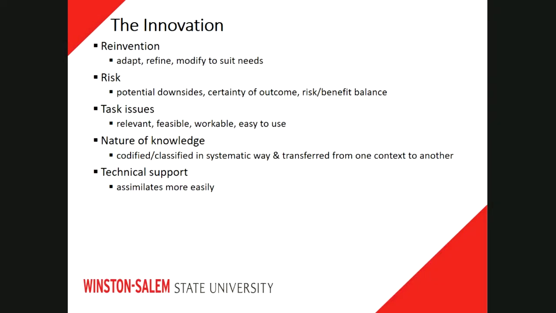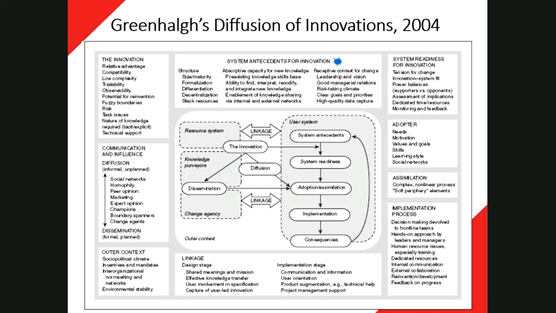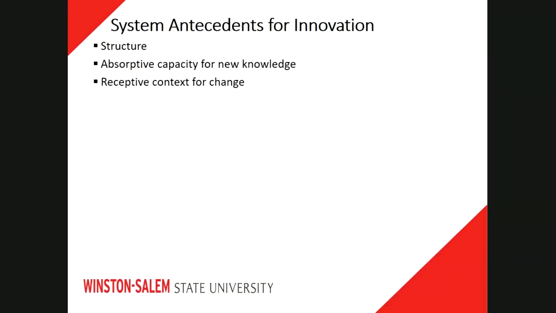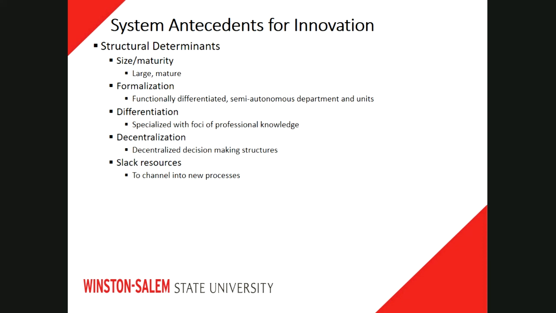So we went over the innovation. Let's now look at system antecedents for innovation. This has to do with the structure, absorptive capacity for new knowledge, and receptive context for change. When you look at structural determinants, organizations that are large and more mature are more likely to facilitate diffusion and adoption.